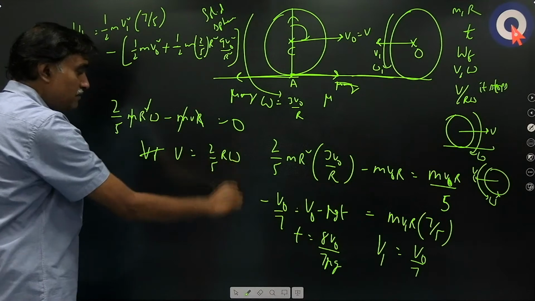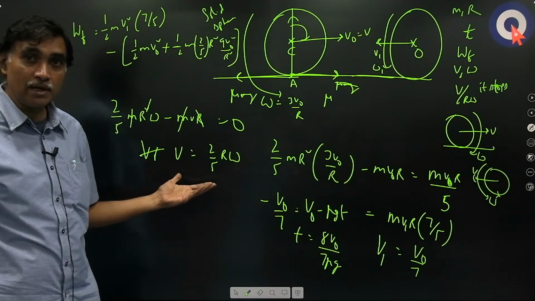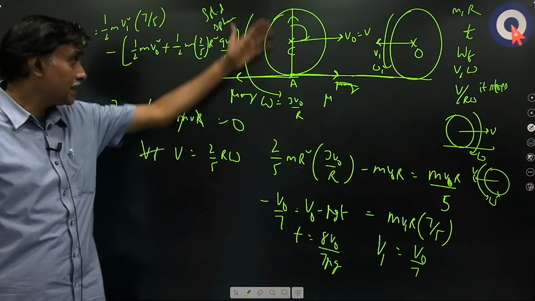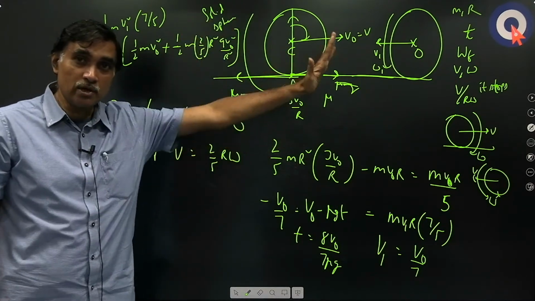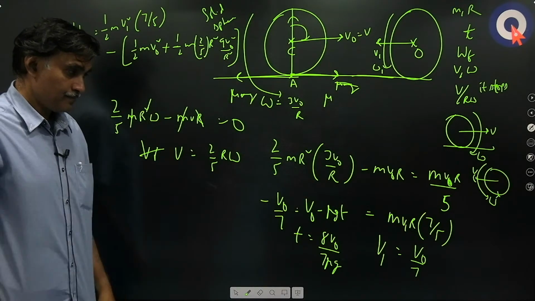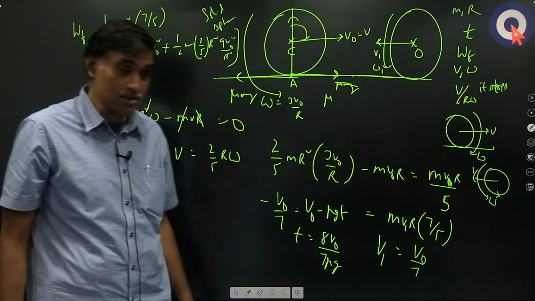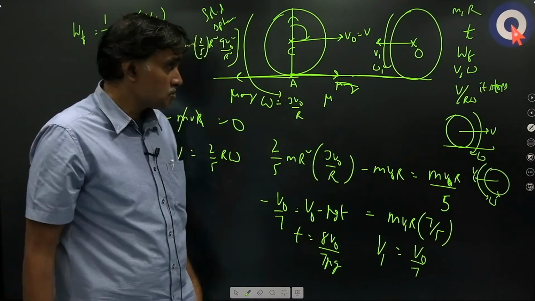Okay. So, V by r omega is 2 by 5. So, that is the ratio of V and r omega initially, and the directions are as shown. This solid sphere will stop after some time. Both stop simultaneously, velocity and angular velocity. So, next question we will see.